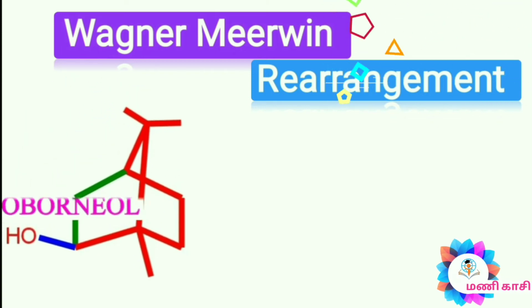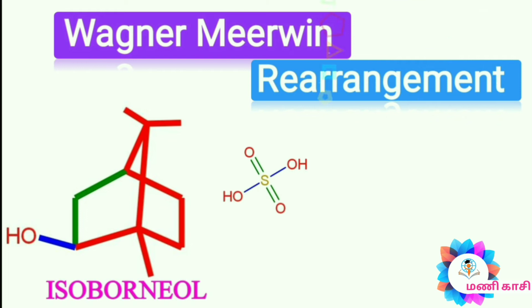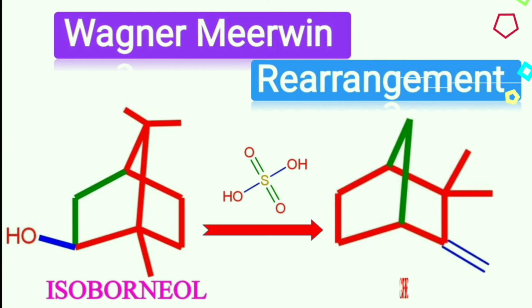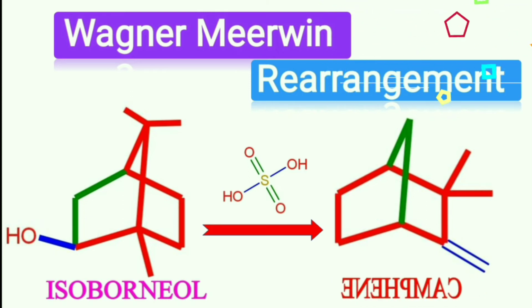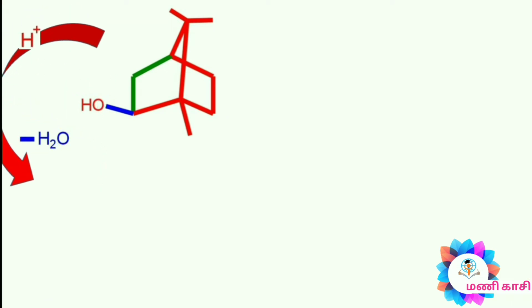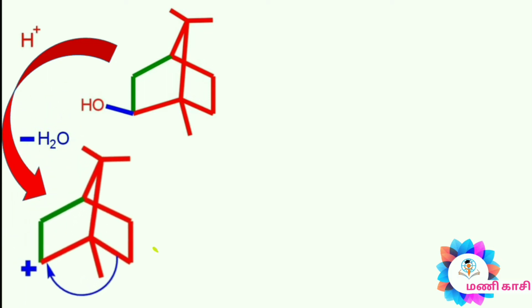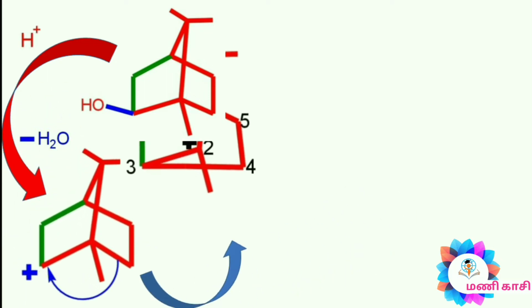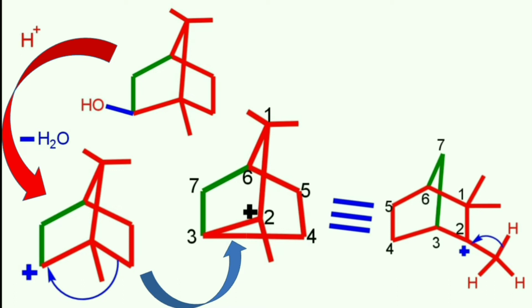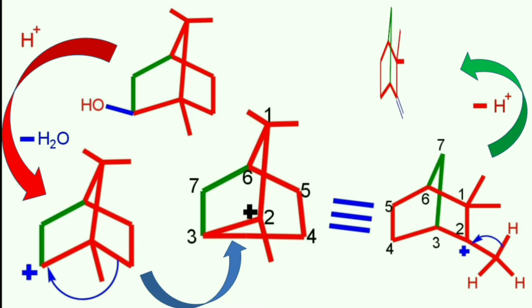In this case, isoborneol reacts with sulfuric acid and rearranges to give camphene. Mechanism of this rearrangement. Step 1, leaving of a water molecule, and it gives a secondary carbocation. Step 2, a bond migrates to the positively charged carbon. Step 3, the conversion of terminal carbon into bridged carbon. Step 4, deprotonation of hydrogen from the methyl group, and it gives camphene.